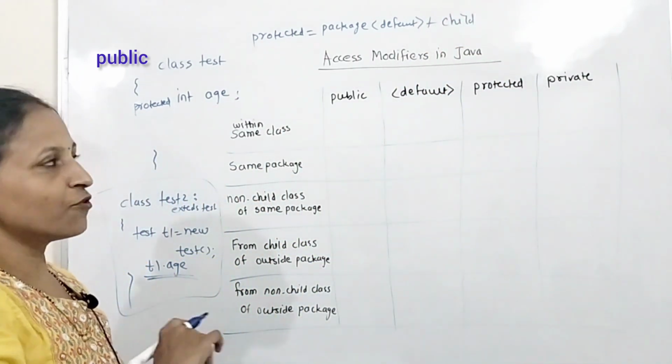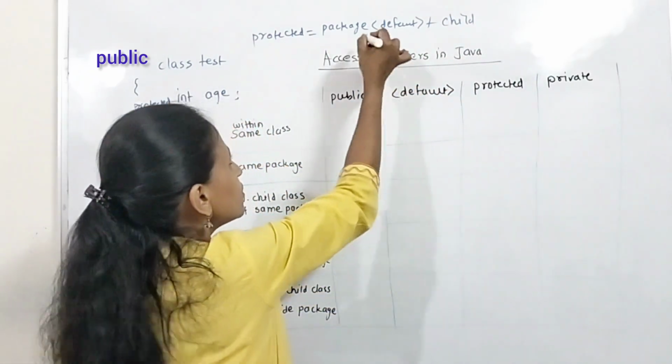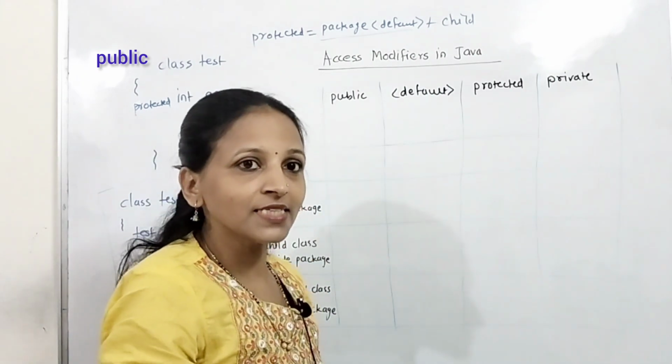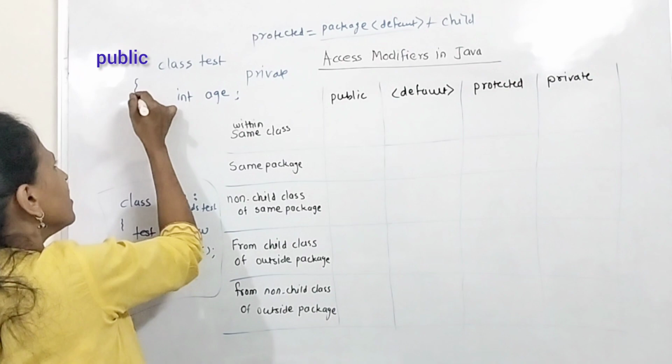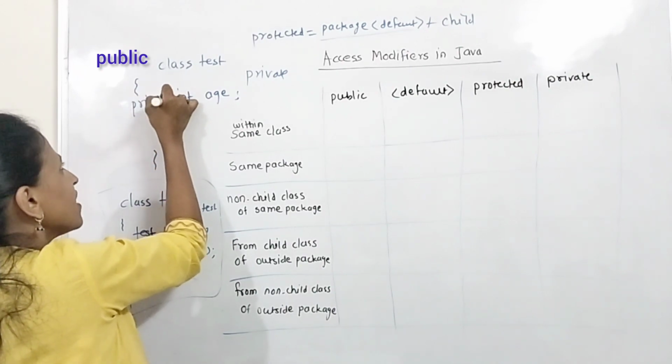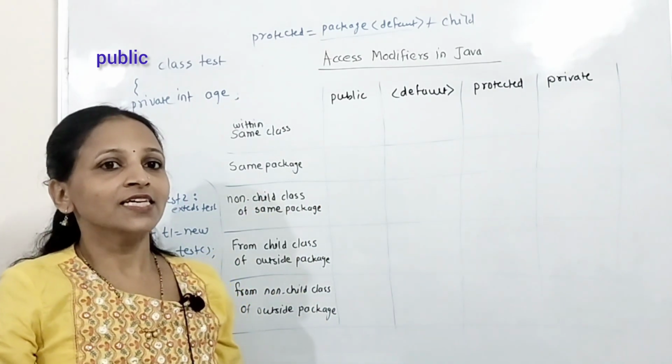Getting? Public everywhere. Protected means this one. Default means what? Only default means package access. And private. If it is private, then what will happen? Private means it is accessible only in that class.